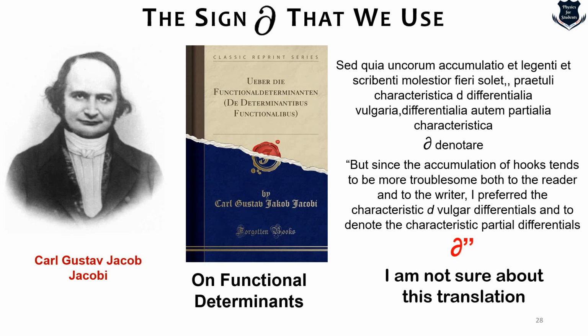So since the accumulation of hooks tends to be more troublesome both to the reader and to the writer, I prefer the characteristic d for vulgar differentials, and ∂ to denote the characteristics of partial differentials. So this actually shows different usage by Legendre, Jacobi, and the other mathematicians, which gives you a root understanding of partial differential equations. This is not Latin or Greek. It is a Cyrillic alphabet, and it was first used by Marquis de Condorcet, then it was used by Legendre, and then it was further used by Carl Gustav Jacobi.